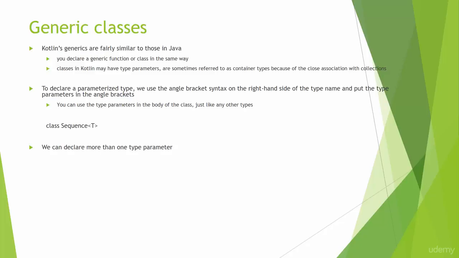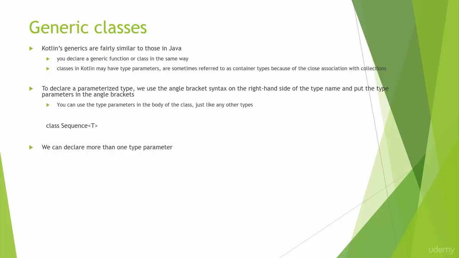So here's a simple example: class Sequence, a Kotlin class, and then after the class name, we have inside angle brackets the T. And we use the same generic naming conventions that Java uses. Remember those single uppercase letters? Same thing here. And because this is a class that takes a generic, we just say T.